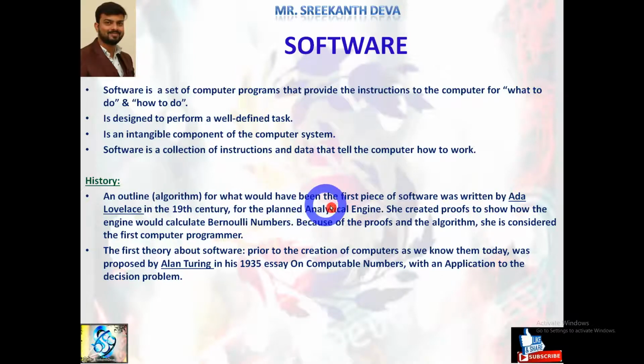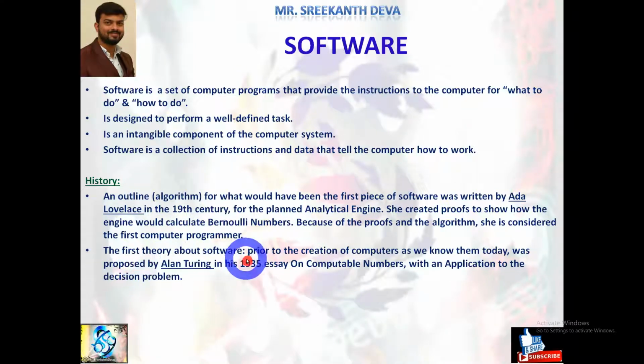What would have been the first piece of software was written by whom? Ada Lovelace in the 19th century. See, for the planned Analytical Engine, she created some proofs to show how the engine would calculate Bernoulli numbers. Because of these proofs and algorithms, she is considered the first computer programmer. Who is that? Ada Lovelace in the 19th century.